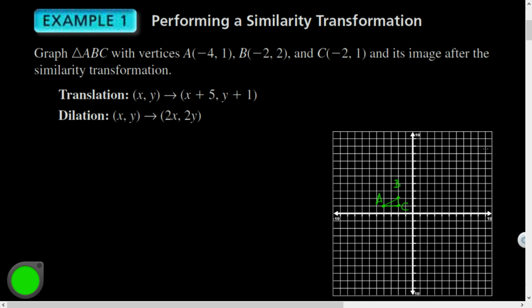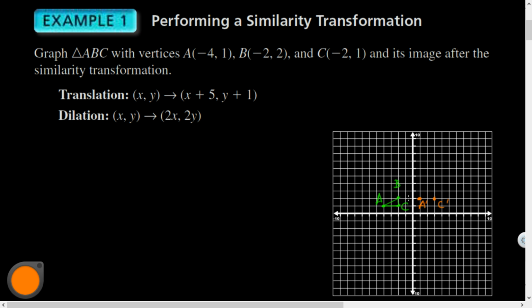Translation. So first thing we're going to do is translate. I'll use orange for this halfway through the transformation. So we're going to translate by moving it 5 to the right and up 1. So A is now 1, 2, I lost count, 3, 4, 5, and then up 1. So here's my A prime. Let's see, C prime would be over 5, 1, 2, 3, 4, 5, and up 1. There is my C prime.